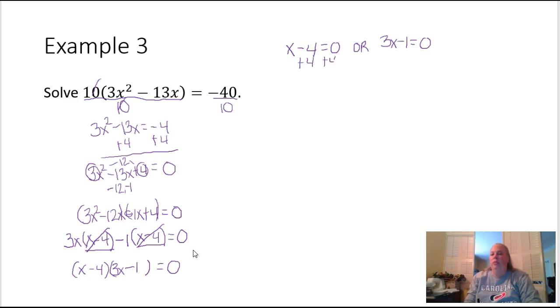So we'll add 4 on both sides here. So x might be positive 4. We can add 1 over here. That means 3x is going to be equal to positive 1. And then when we divide by 3, x could be 1/3. So it looks like my two solutions, y'all, x could be 4 or x could be 1/3.